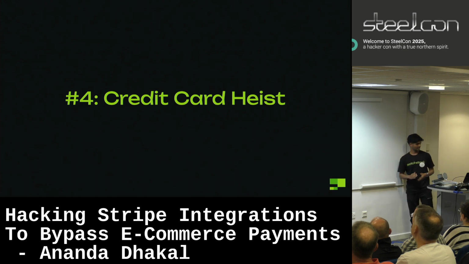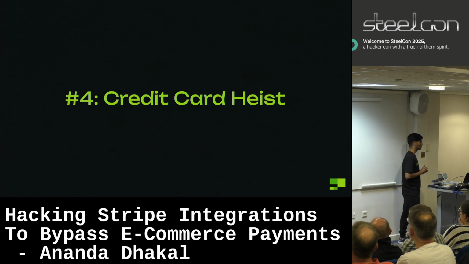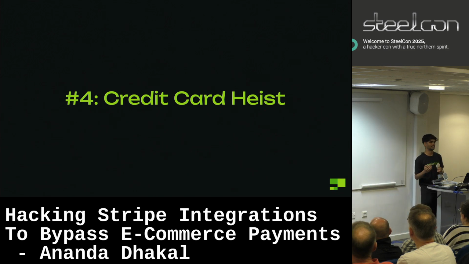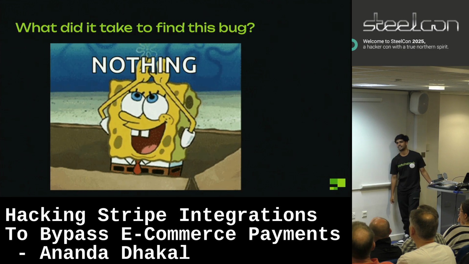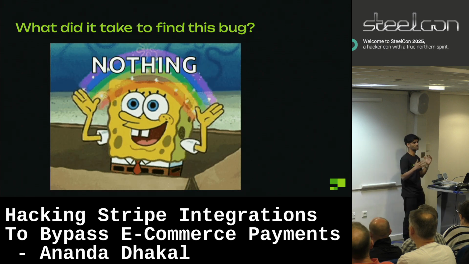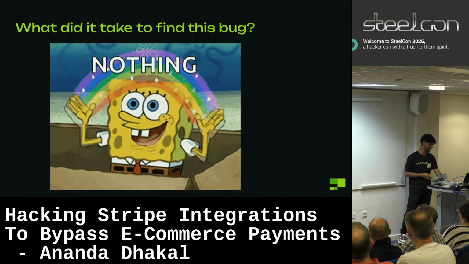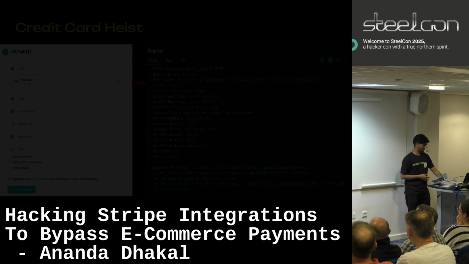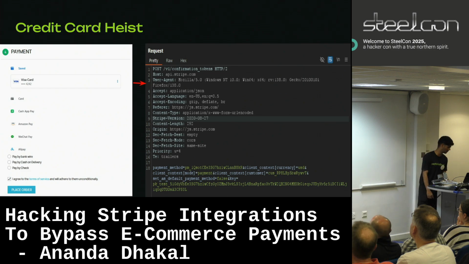So this is the last issue for the talk, which is the credit card heist. I went so deep into this integration that I actually ended up finding a bug in the Stripe API itself, which was not intended. So what did it take to find this bug? Absolutely nothing. I was going through the vulnerable request like 10 or 20 times, maybe even 50 times. I was just skipping that request, but there was this time I really looked at it a bit sharply, and it was right in front of me.